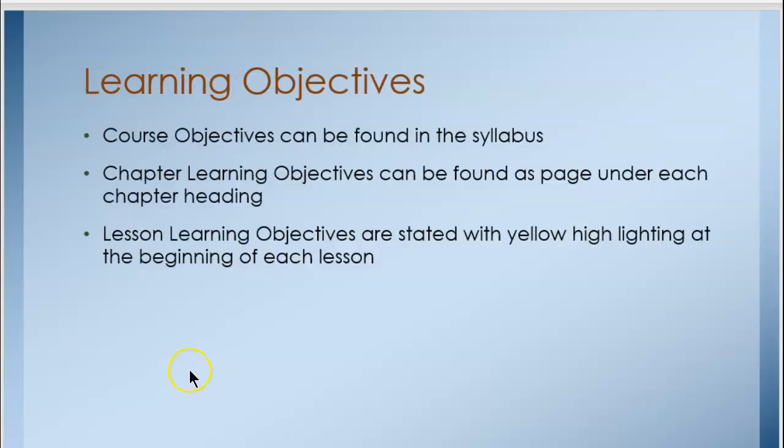The course has specific learning objectives. The course objectives can be found in the syllabus, and each chapter objective can be found on the pages. The lesson objectives further specify what we're expecting and hoping for you to know how to do at the end of the lesson. Those are available to you highlighted in yellow.